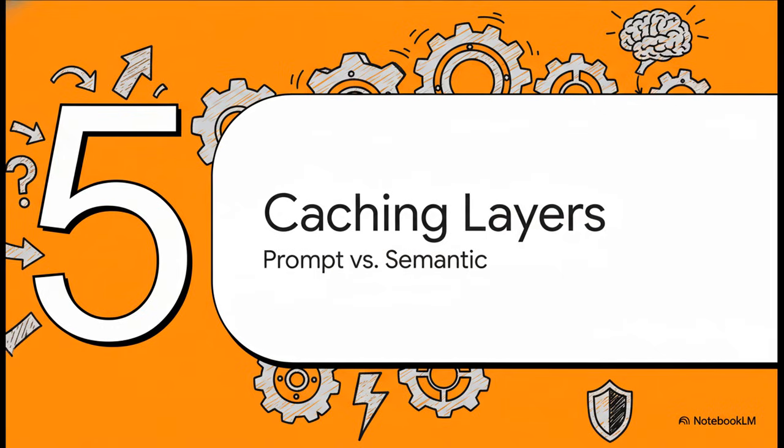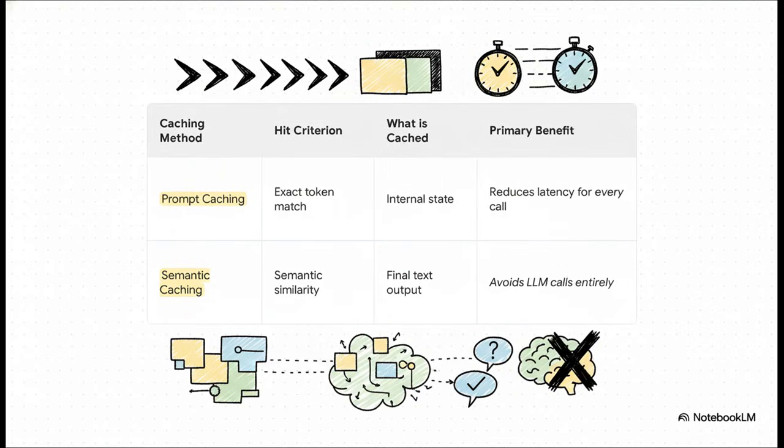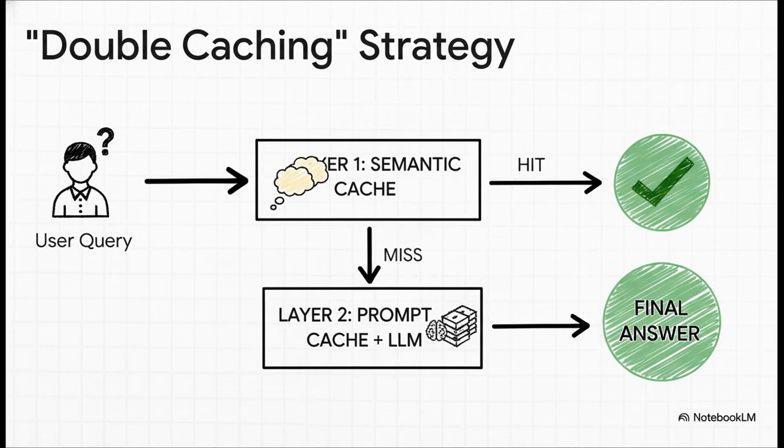All right, so prompt caching is awesome, but it's actually just one layer in a bigger caching cake. It's a super powerful tool, but it isn't the only kind of caching you should be thinking about. This chart just nails the difference. Prompt caching, which we've been talking about, needs that exact prefix match to cache the model's internal state. It's all about making the LLM think faster. Semantic caching is different. It looks for similar meaning in the user's question, and it caches the final answer. Its goal is to avoid needing the LLM to think at all. So the pro move? You use both. It's a double caching strategy.